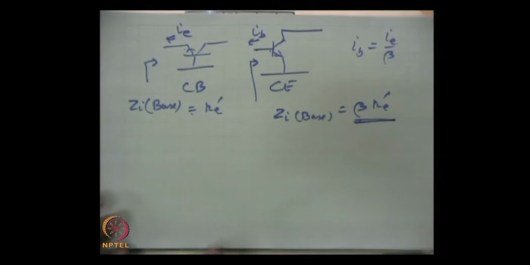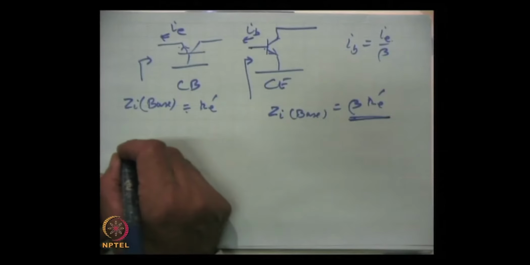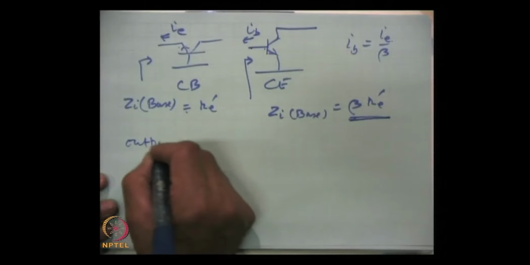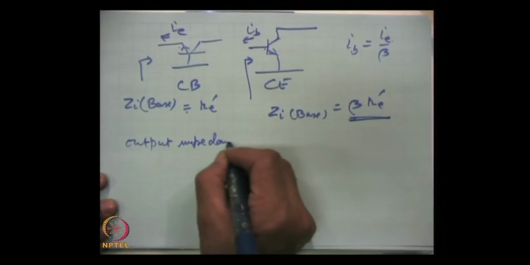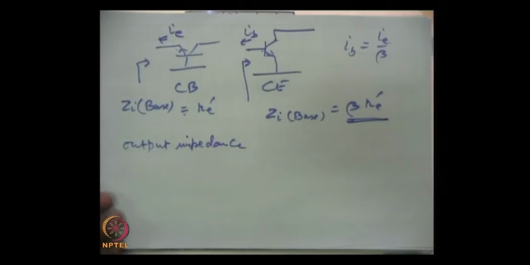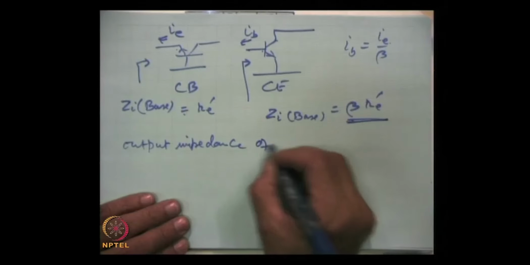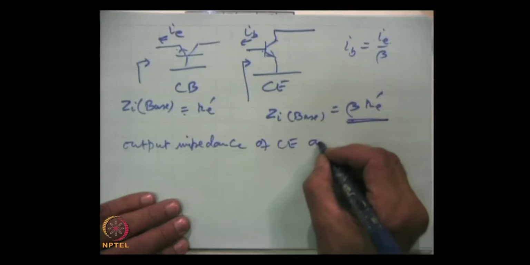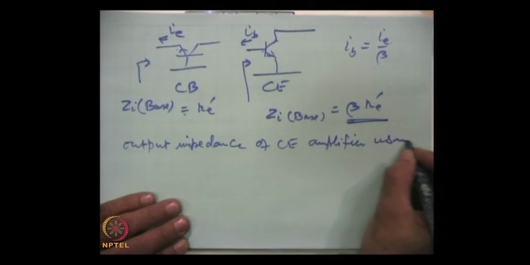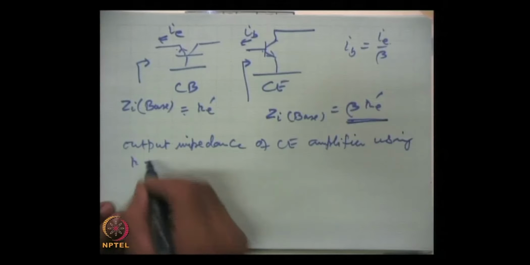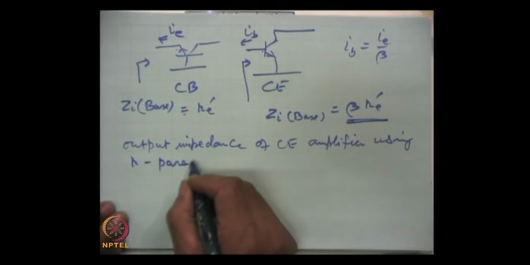The another parameter, the output impedance of CE amplifier using R parameters.